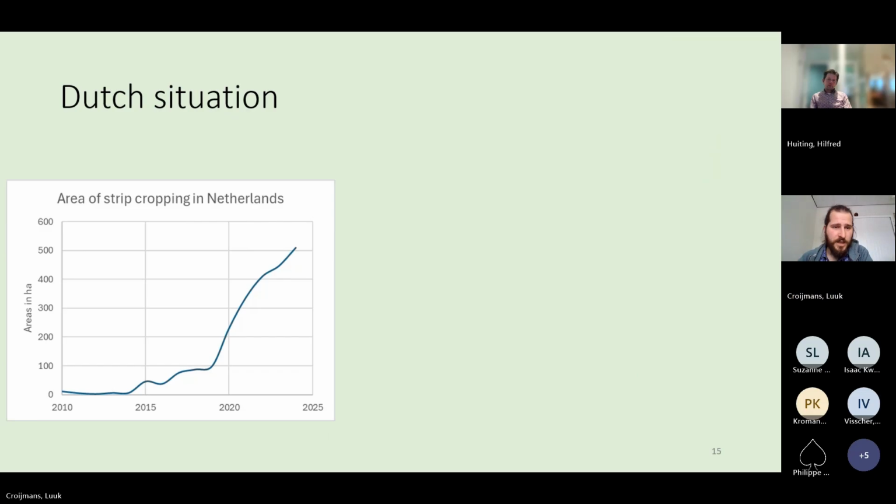Well, you can also see it a little bit in this graph. So here you see the area of strip cropping in the Netherlands in hectares, and you can see that it's really kind of growing, well, exponentially maybe, since 2019. So we really see a big uptake in that. It's still relatively small areas. I recently calculated, I think it was 0.1% of the Dutch agricultural areas or arable crop areas. So it's not that it's very common in the Netherlands, but it is increasing nonetheless.